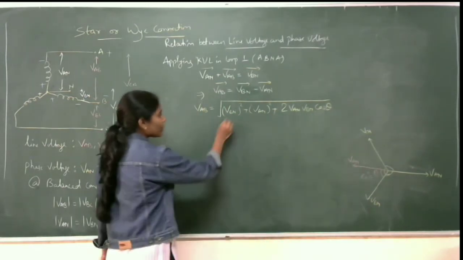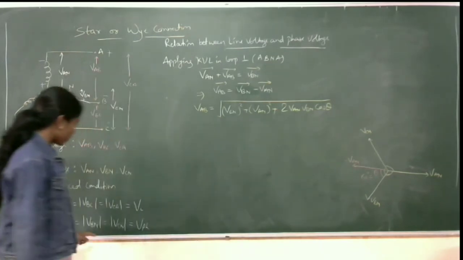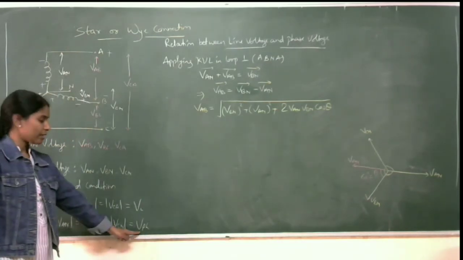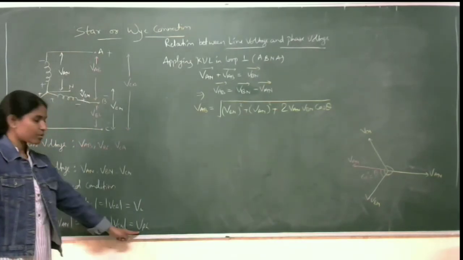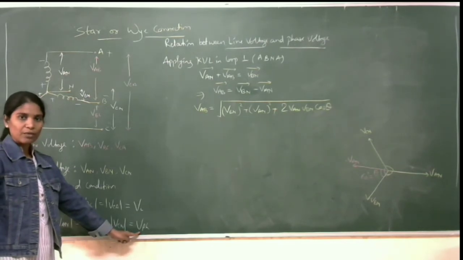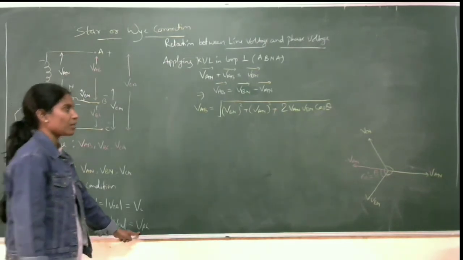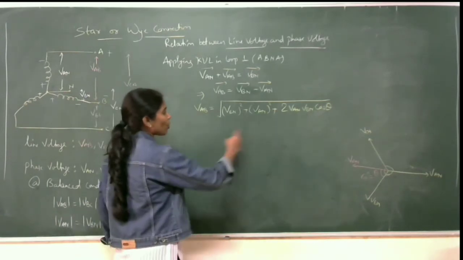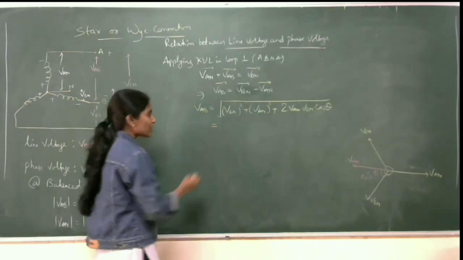Now what are VBN and VAN? Here I can see that VBN and VAN are considered as VPH because all the magnitudes are the same, and that represents my phase quantity. So that is replaced with VPH. I am replacing all those values in the next line. Now let us see what the solution is here.